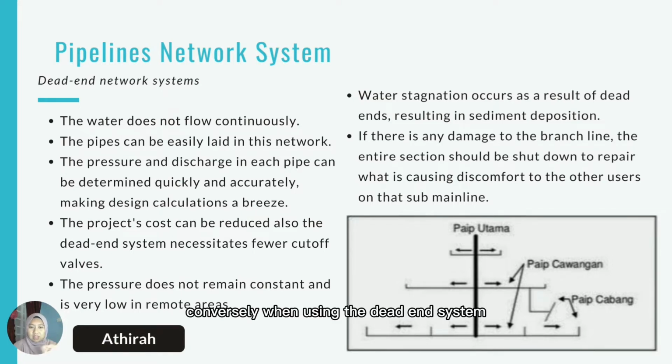Conversely, when using the dead-end system, there are also cons in the usage, which is the pressure does not remain constant and is very low in remote areas. Moreover, water stagnation occurs as a result of the dead ends, resulting in sediment deposition. If there is any damage to the branch line, the entire section should be shut down to repair it, causing discomfort to the other users on that sub-main line. And also, this system is no longer preferred due to the complications of the usage.